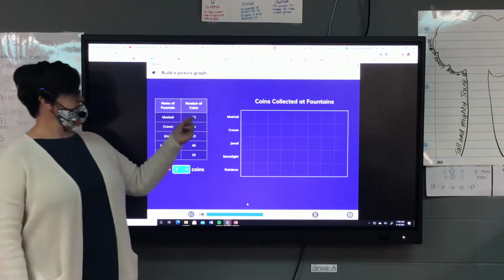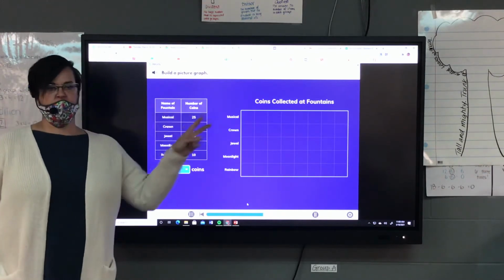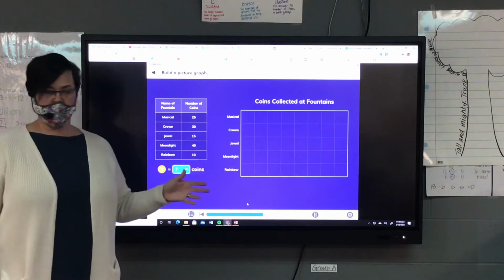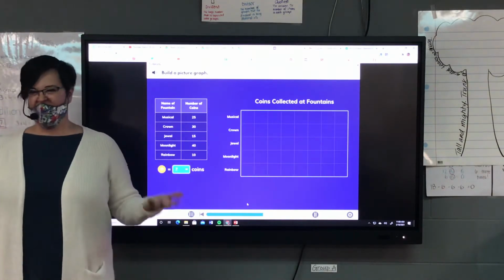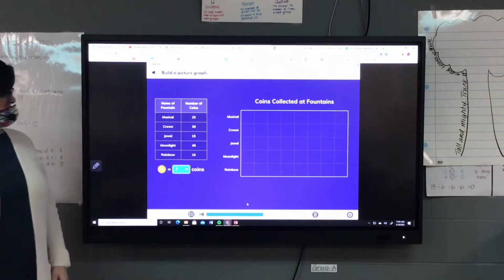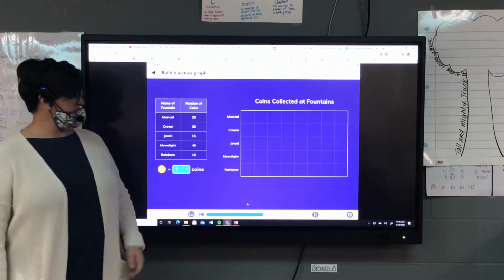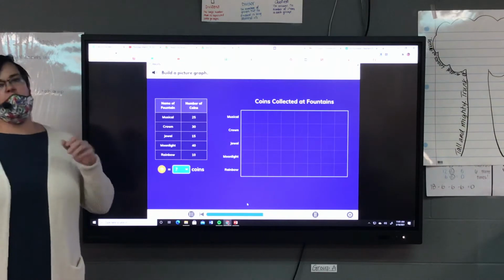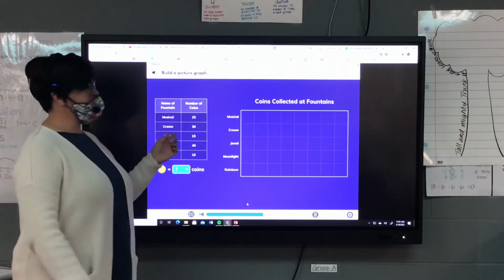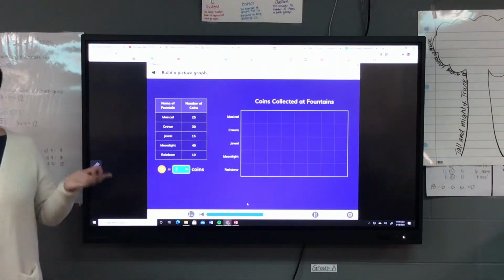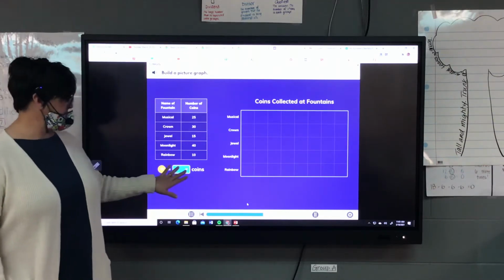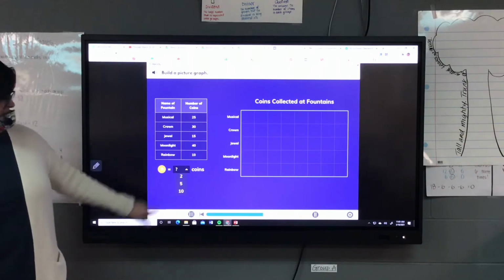No, because when we skip count by 2s, those are even numbers, right? 2, 4, 6, 8, 10, 12, and so on. We don't get 5s in there, do we? No. What if we skip count by 5s? 5, 10, 15, 20. What if I wanted to skip count by 10s? No. Now, what would be the best choice for our 2s, 5s, or 10s?